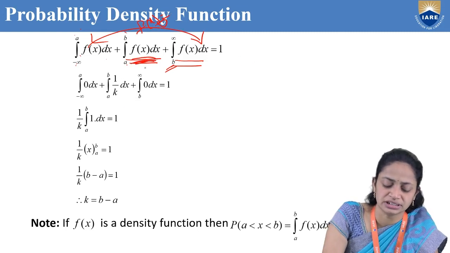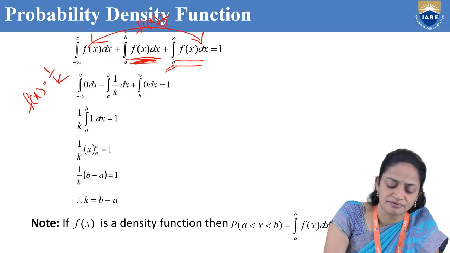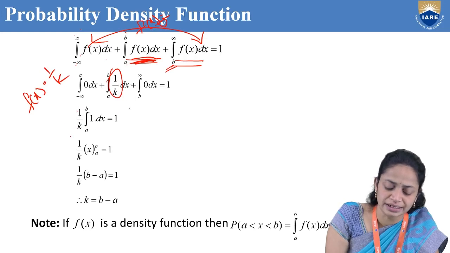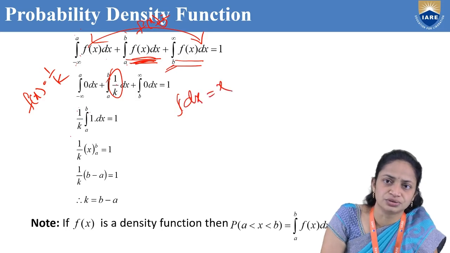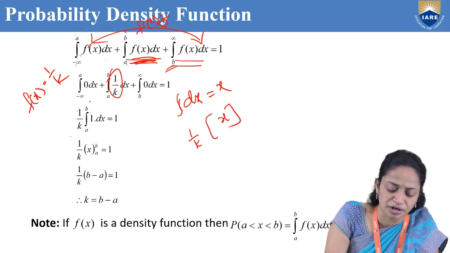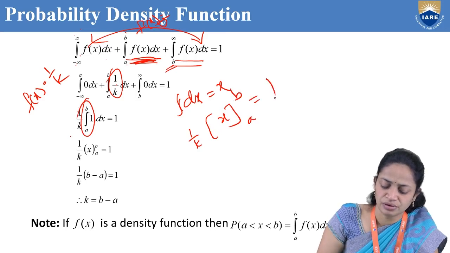Here the function is f of x equal to 1 by k. So substitute 1 by k here, and you can keep the constant outside. That's why 1 by k into the integration of 1 dx. We know that the integration of 1 dx is x, right? So 1 by k into x, and what about the limits? a to b. So that is equal to 1.